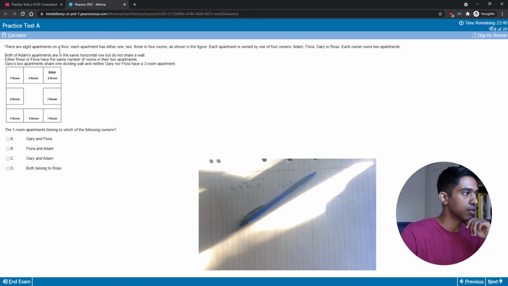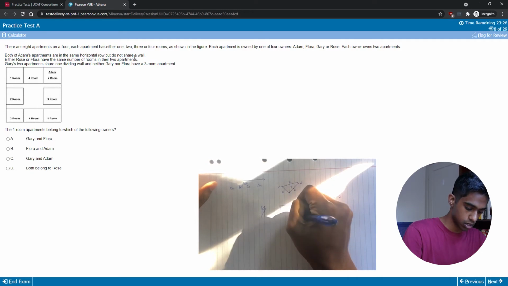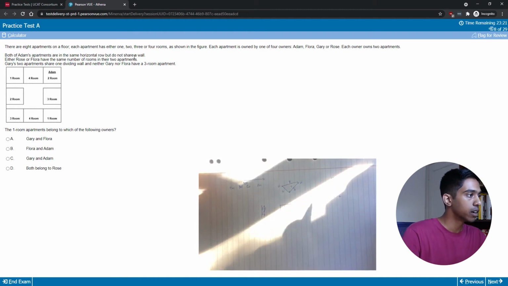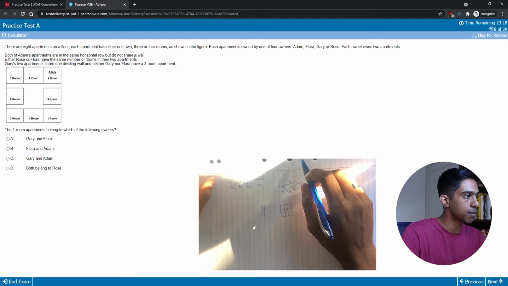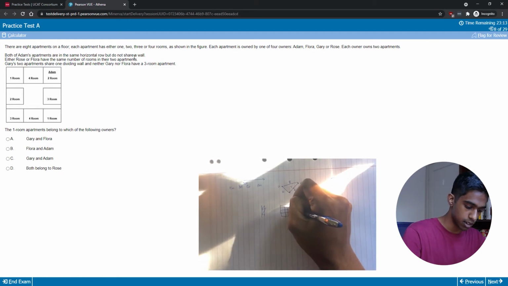There are 8 apartments on a floor. Each apartment has 1, 2, 3, or 4 rooms, as shown in the figure. One of 4 owners. I think we're doing okay for time. Adam, Flora, Gary, or Rose. Each owner owns 2 apartments. Okay, so I might draw a grid here as well for this. Ugh, that's not good. A 9x9 grid. Both of Adam's apartments are in the same horizontal row, but do not share a wall. And they already give us one of Adam's apartments, so Adam must be here and here.